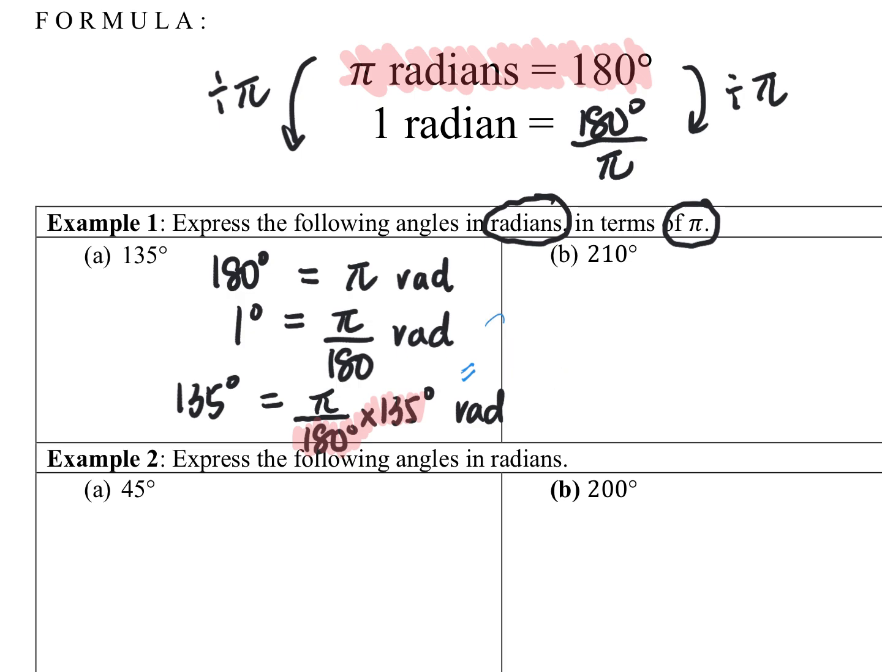Okay, I'll write bigger. Is the 135 and the radian? This one is the unit. Yes, you can write them together. Yes, can.